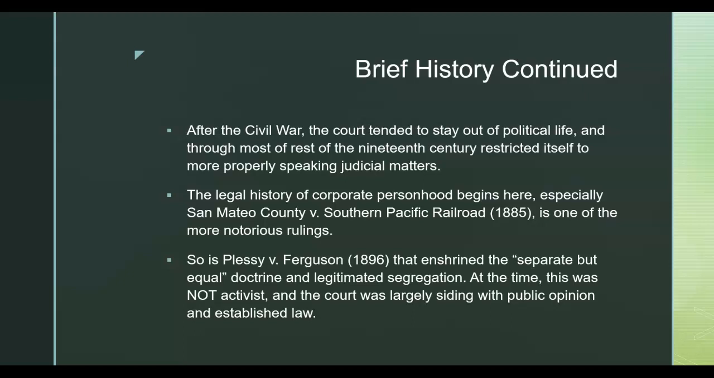And then one of the other most infamous court cases is Plessy v. Ferguson, which upheld separate but equal laws in the South. That's segregation and Jim Crow laws. And at the time, interestingly, that wasn't an activist opinion. That was largely siding with the laws that were in place and with public opinion, especially in the South, where that's what a lot of people wanted. But maybe in that case, overturning some of these Southern segregation laws earlier might have been really helpful for the country. But they upheld separate but equal.